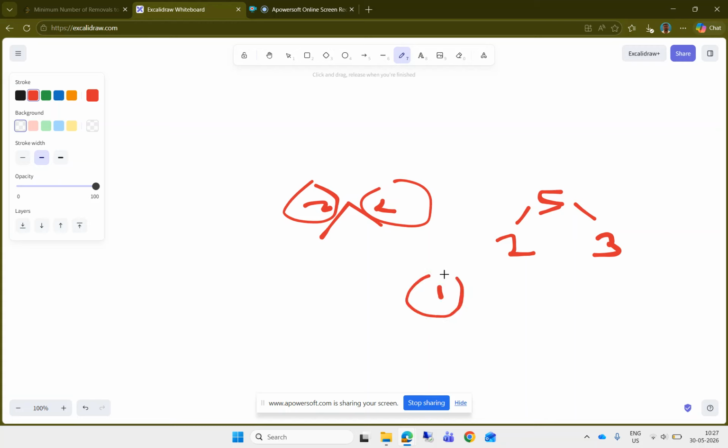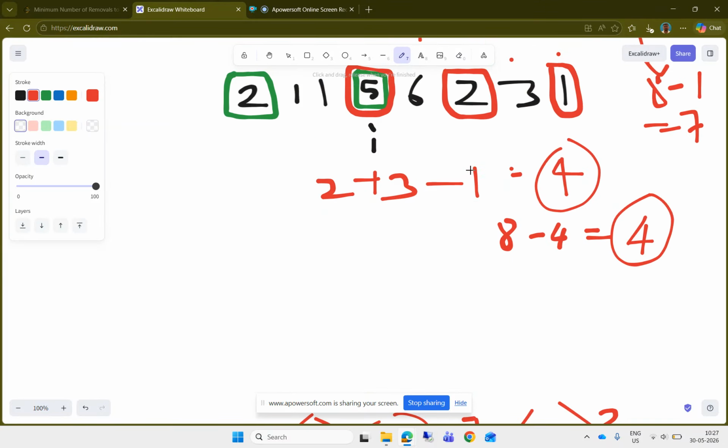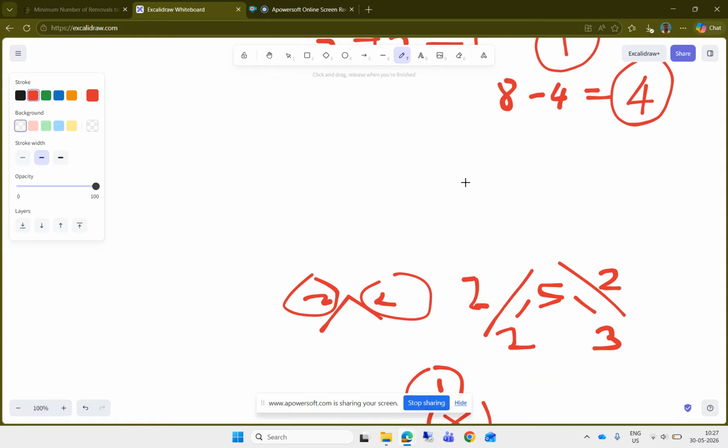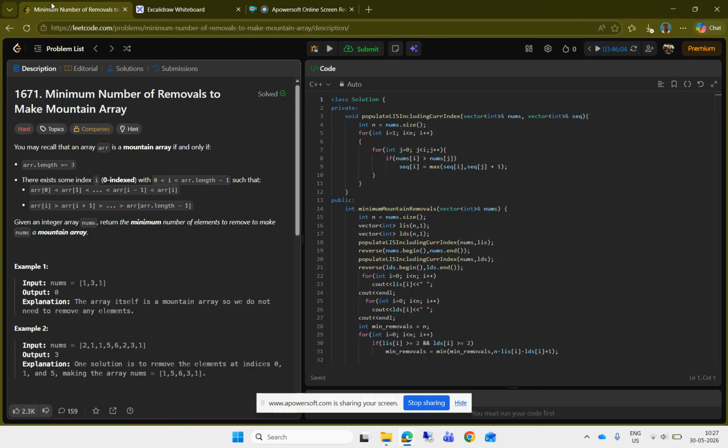You can also say that this is a mountain array, but for this problem we'll treat it as invalid. The length of the increasing subsequence has to be at least 2, and the decreasing subsequence also has to be at least 2, right? So that is what we have here. Now let's look at the code, how we are going to solve it.